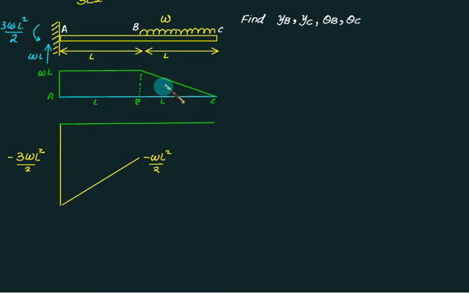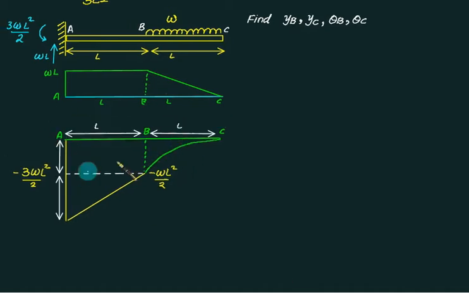The slope is a positive parabola, but the slope is decreasing, so the parabola will be like this. We have this point as A. Whatever area is formed under the BMD consists of three standard areas: one is a rectangle, one is a triangle, and one is a cubic curve. This height is WL square by 2. So we divide by EI, and that becomes the curvature diagram.